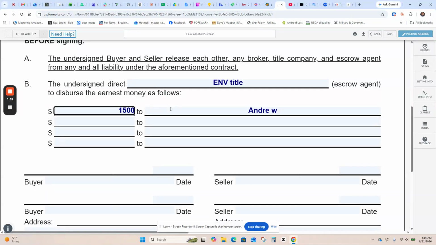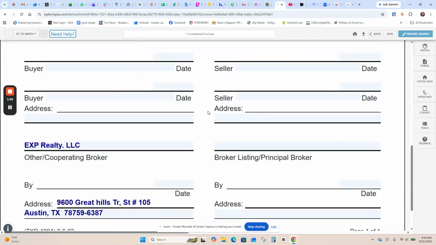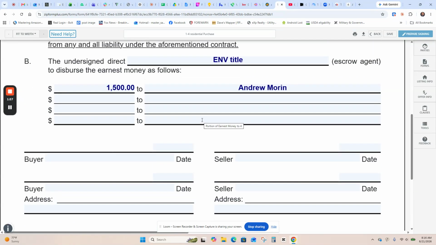Whoops, let me fix that. And then you would just put in the buyer's name. So this says, okay, I'm going to direct the title company to take this much earnest money and give it to the buyer's name, and that sends that money back to them. Now the title company can either mail it, they can have it ready and you can pick it up, or they can wire it, whatever's easier for your client.